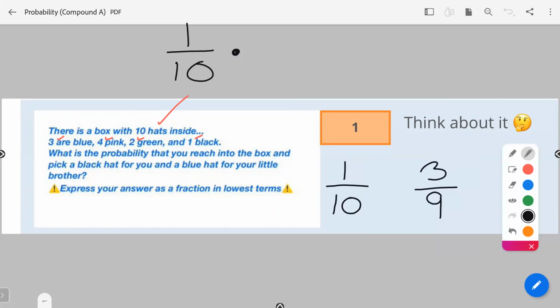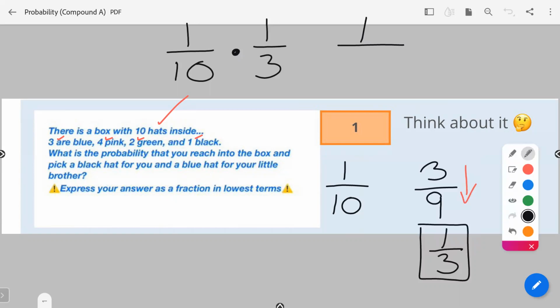Now that fraction right there can definitely be reduced down to the lowest terms. Anytime I have a chance of doing so, I need to do it first. If I divide them both by 3, I get 1/3. So this is the chances of drawing out a blue hat from what was left in that box for my little brother. Now the combination of picking the black hat for myself and choosing the blue hat for my little brother is the multiplication of these two.